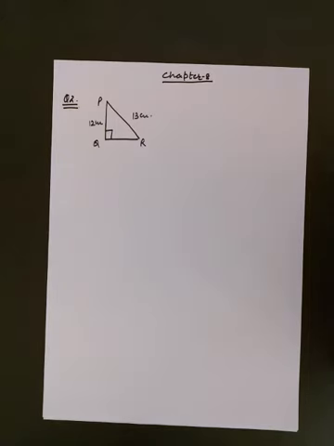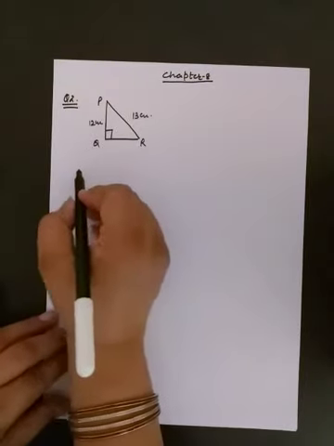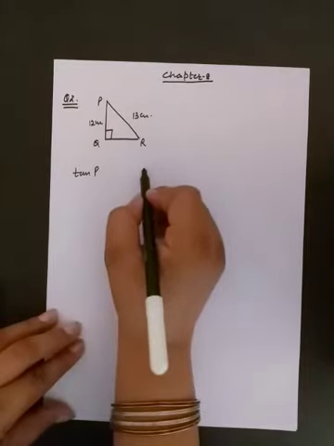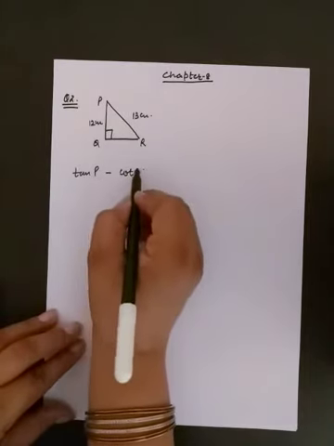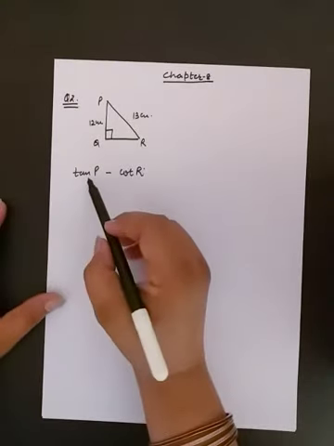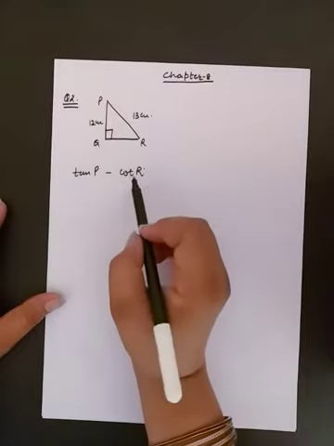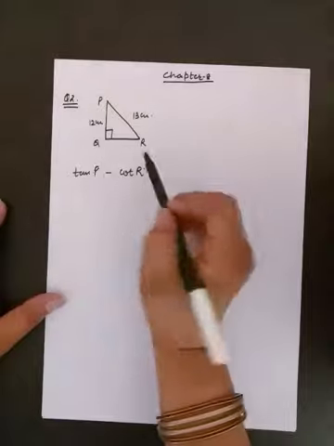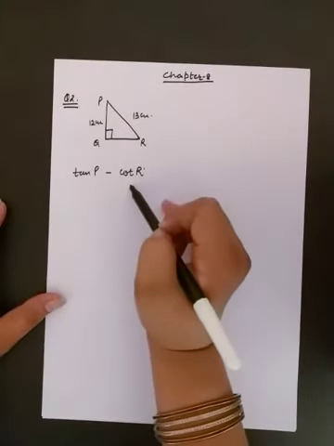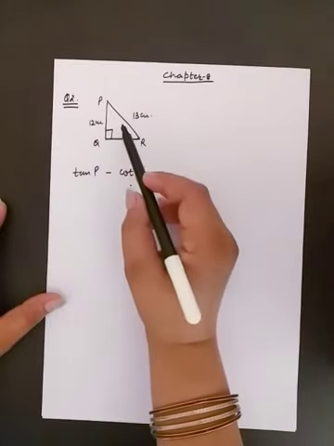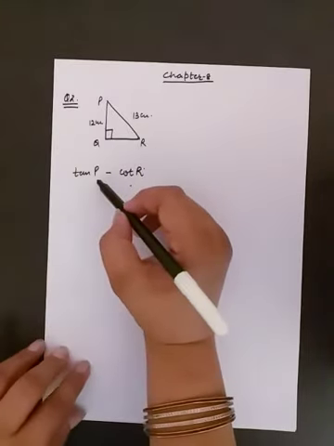Question number 2. Here the figure is given and we have to find tangent P and tangent R. Cot R, sorry. Tangent P and minus cot R. So it means we need T ratio tangent for angle P and cot for R. Now in the given figure R is in base, so we can directly write the value of cot R. To find tangent P we have to rotate this triangle and then we will write the value of tangent P.